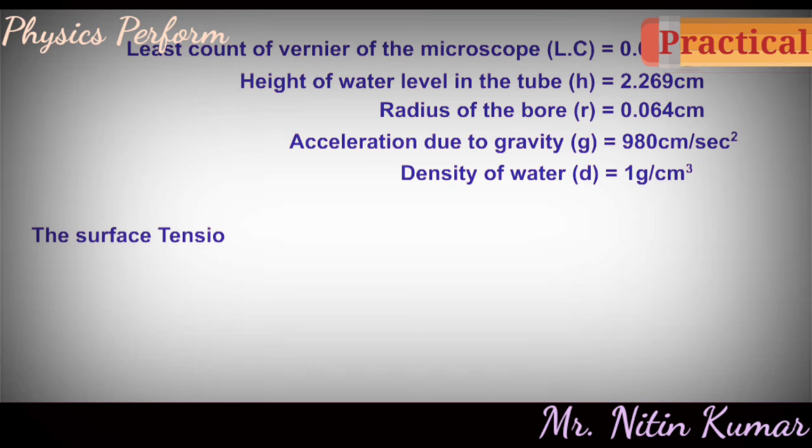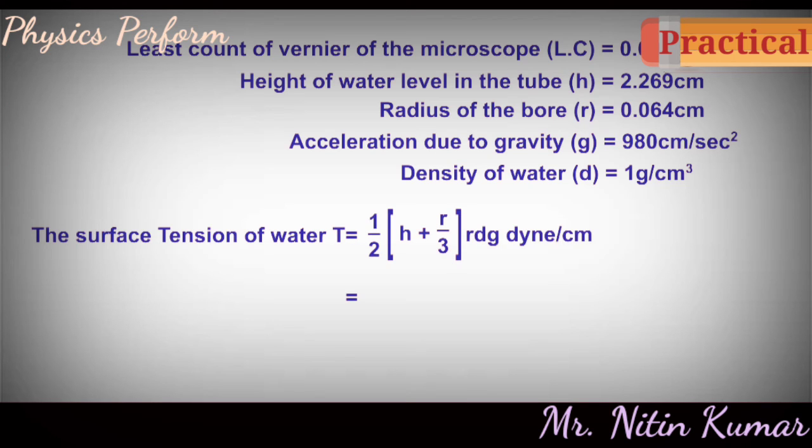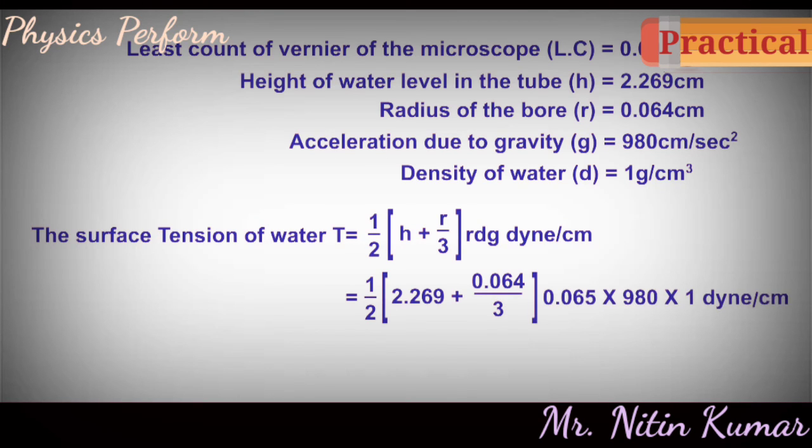Therefore, the surface tension of the water T is equal to 1 by 2 into H plus R by 3 into RdG dyne per centimeter, that is equal to 1 by 2 into 2.269 plus 0.064 by 3 into 0.065 into 980 into 1 dyne per centimeter, which is 71.15 dynes per centimeter.